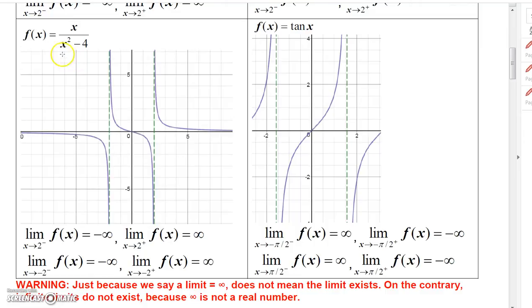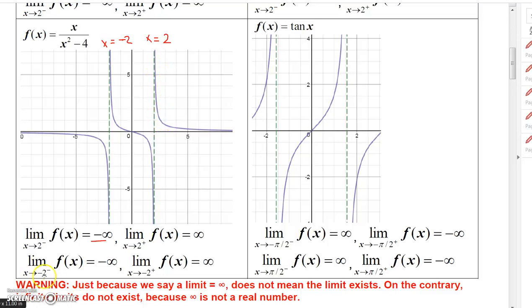Here's an example of x over x squared minus 4, and here notice that this line here is x equals negative 2, and the vertical line over here is x equals positive 2. And so as x approaches 2 from the left, it goes to negative infinity, and as x approaches 2 from the right, it goes to plus infinity.